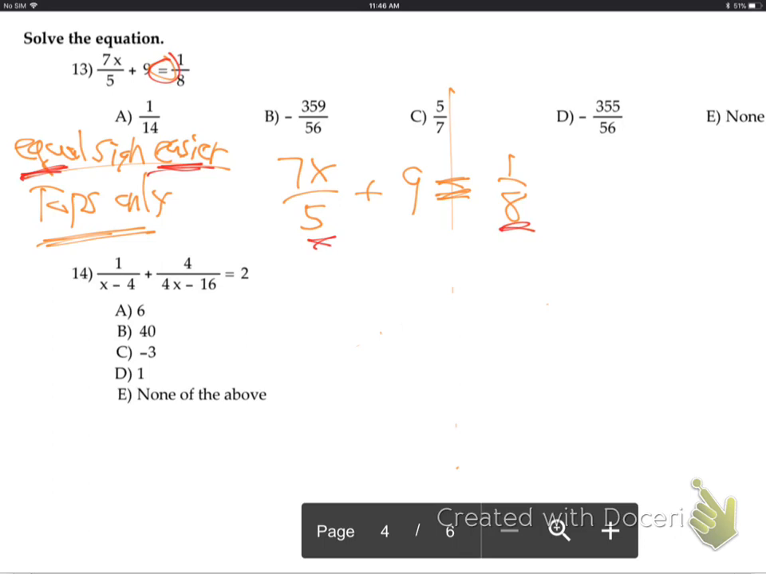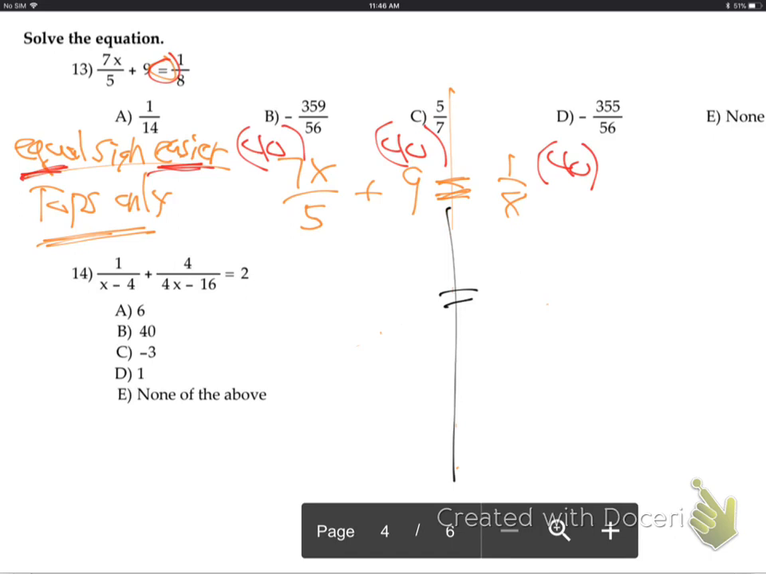So what is the common number? We got 5, we got 8. It's 40. You can just multiply them together. 5 times 8 is 40. What do I do? Top, top. Even on the 9 there, it's got to be all of them because the left equals the right. Equal treatment for everybody. They'll still be equal. Is that good? Equal sign easier. Top only. And now what do I do?